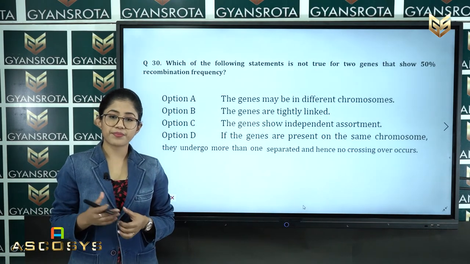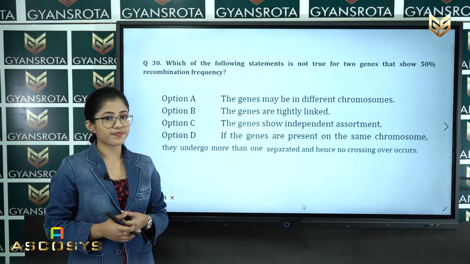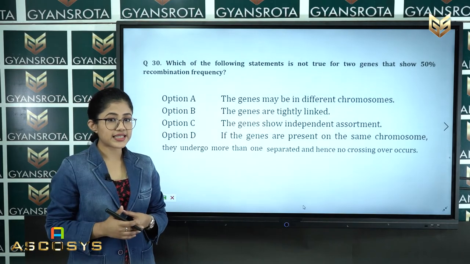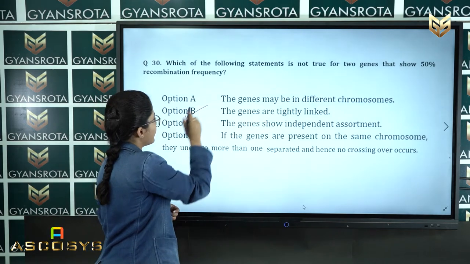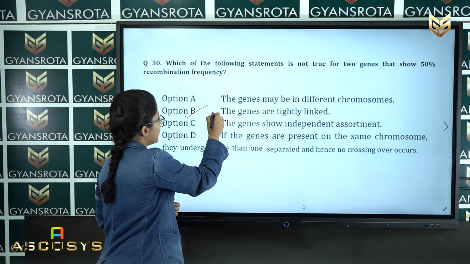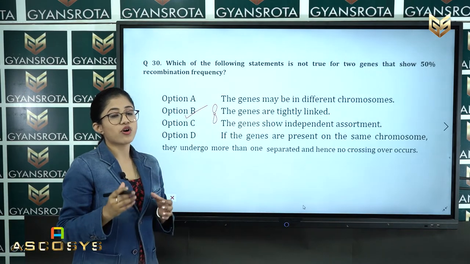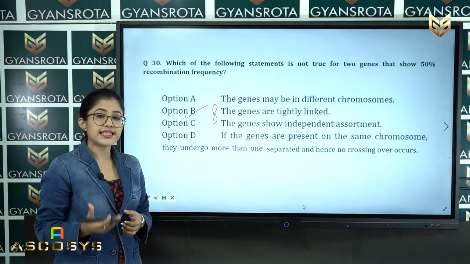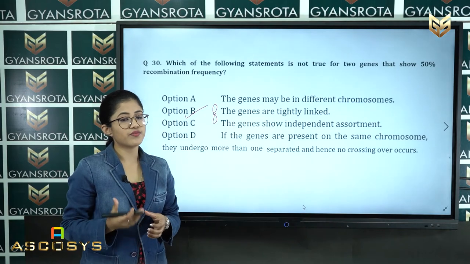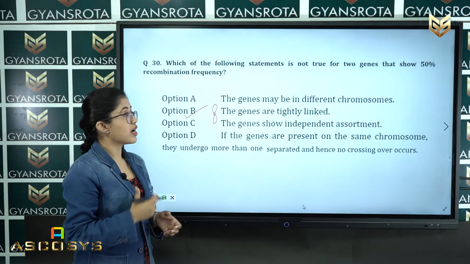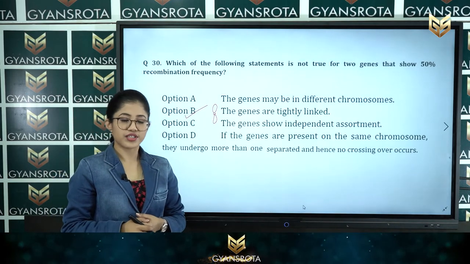Student, this question is from the chapter Molecular Basis of Inheritance. So what is the correct answer among this? Where the frequency is very less, it takes place when the genes are tightly packed, which means option number B is the correct answer. So when the genes in a chromosome are tightly packed, then the recombination frequency will be very less. Whereas when the genes are loosely packed, then the recombination will be high. That means it is 50% or more than that. So option number B is the correct answer for this question.